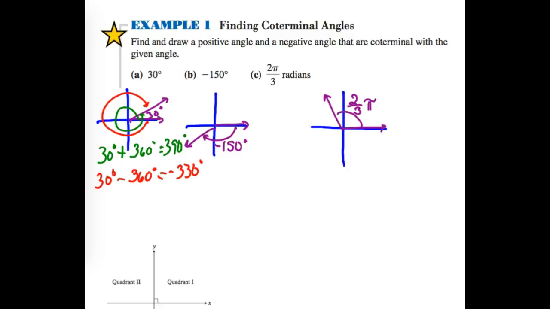All right, second example. I want a positive coterminal. So negative 150. If I add 360, it puts me in the positive section. By how much?